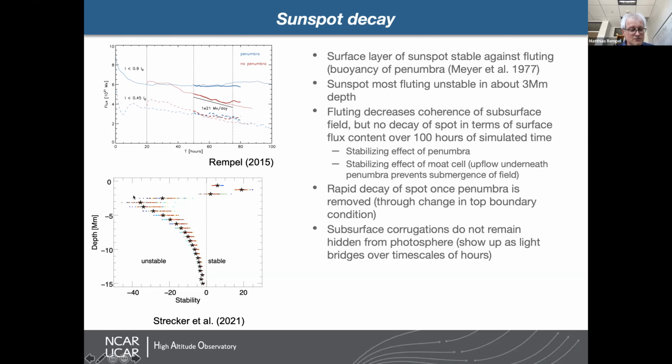Then it's most fluting unstable at a depth of about 3 megameters, and then it becomes more or less neutrally stable as you go down. So as the sunspot evolves, the umbra is more and more corroded by the fluting instability. In this case, the sunspot was not allowed to decay due to the stabilizing effect of the penumbra and moat flow. But if eventually the penumbra would disappear, such a spot would very rapidly disappear. The umbra would decay as well, since it has already been corroded by the fluting instability.